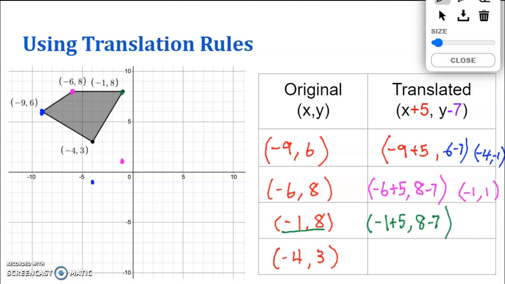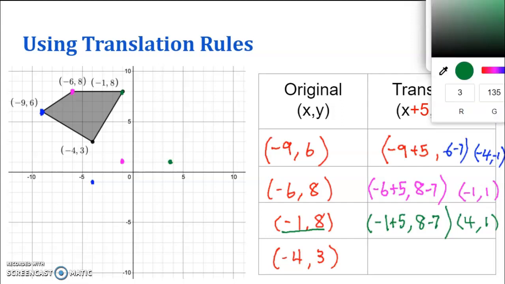Okay, and so you're basically doing the same thing here, right? For all the x's, we're adding 5, and for the y's, we're subtracting 7 from each of the numbers. When I do that, negative 1 plus 5 is 4. 8 minus 7 is 1. So it's going to be 4, comma 1. Where is 4, comma 1? 4, comma 1 is right here.